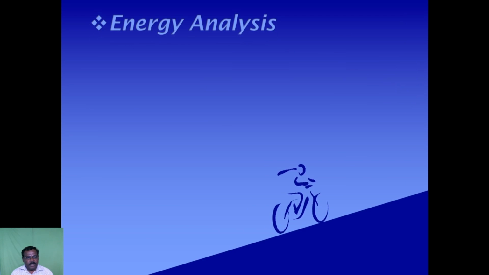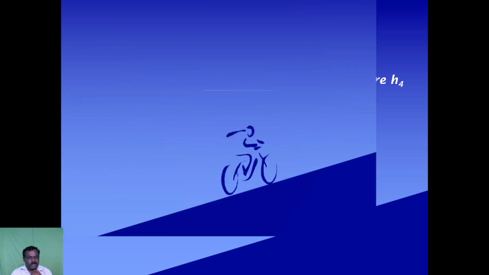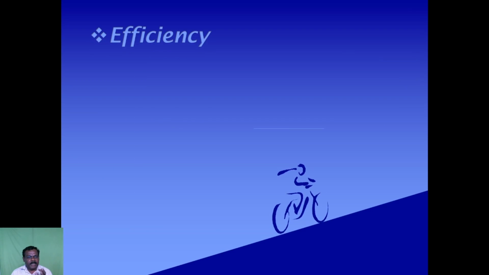Then in the same analysis, Q output is the heat removal, H4 minus H1. Then what is the turbine work? The turbine work is H3 minus H4. So this is the analysis that happens here.